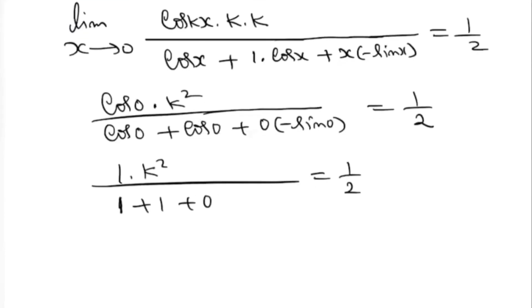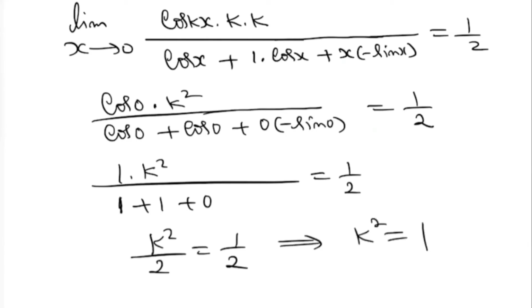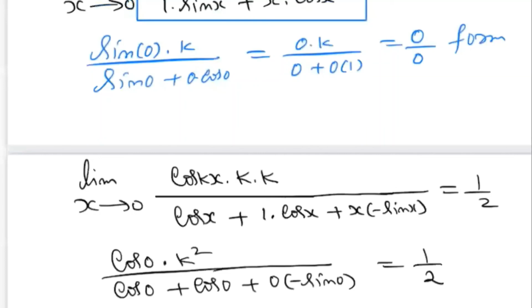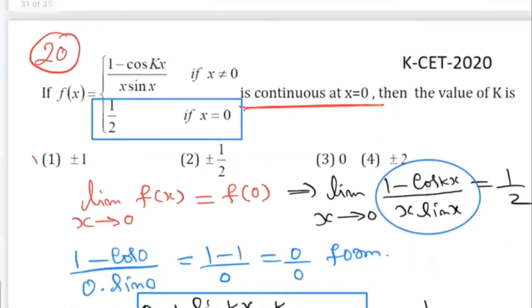So that gives us k square upon 2 equal to 1 upon 2. So you get k square equal to 1. 2 gets cancelled. Therefore, k is plus or minus root 1, that is 1. So the correct option is the first one.